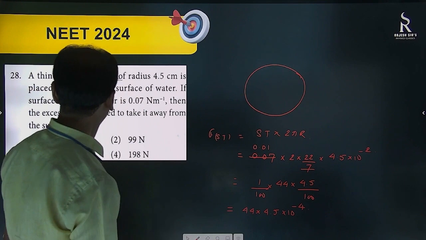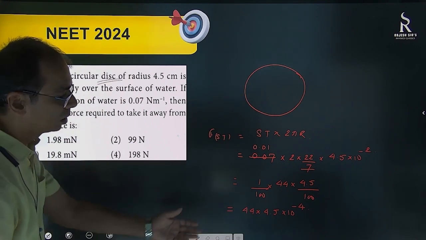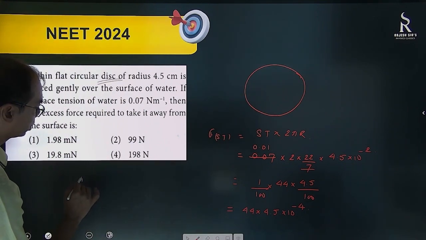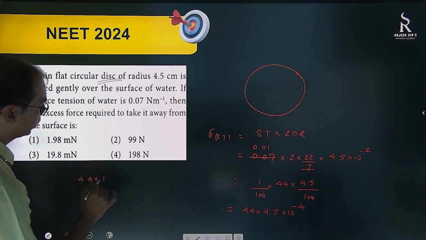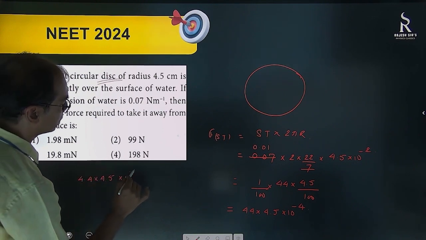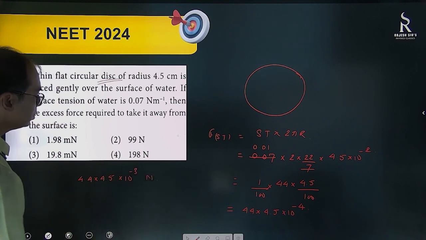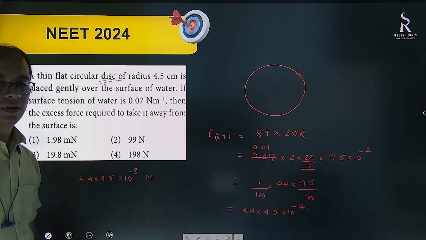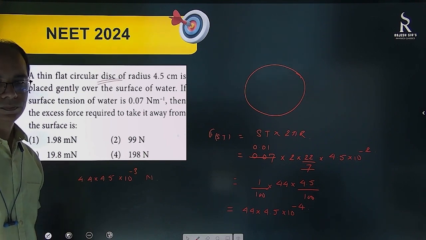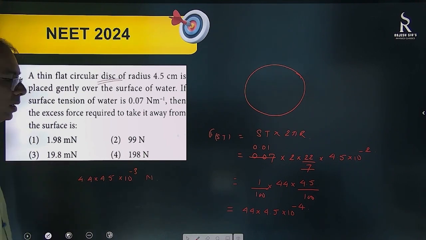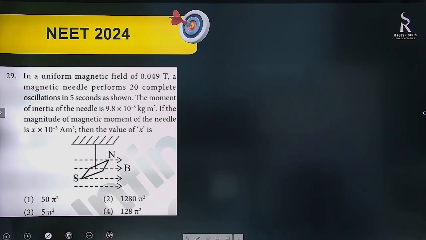But they are asking in terms of milli, so fine, we can write this as 4.4 into 4.5 into 10 to the power minus 3 Newton. So 4.4 into 4.5 will be around 20. What is our answer? 19.8 millinewton.